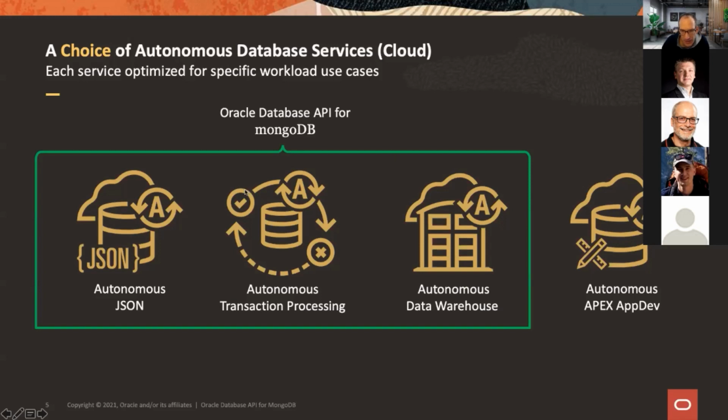And for these three autonomous cloud databases, we offer a new service, which is the Oracle Database API for MongoDB. And this is what we're going to cover today.